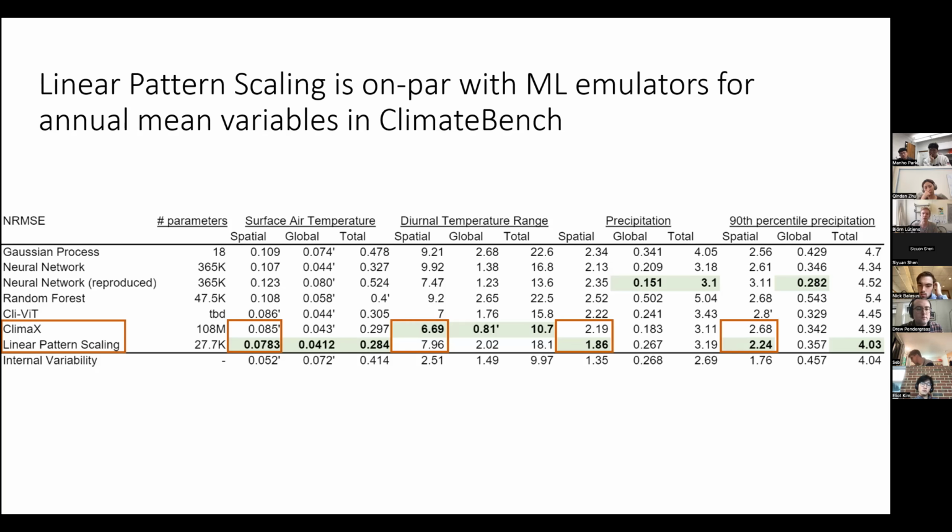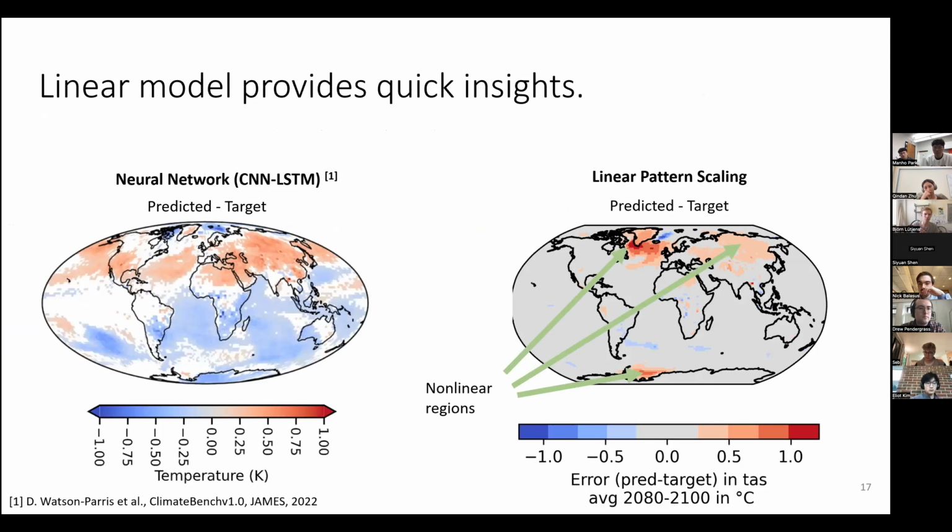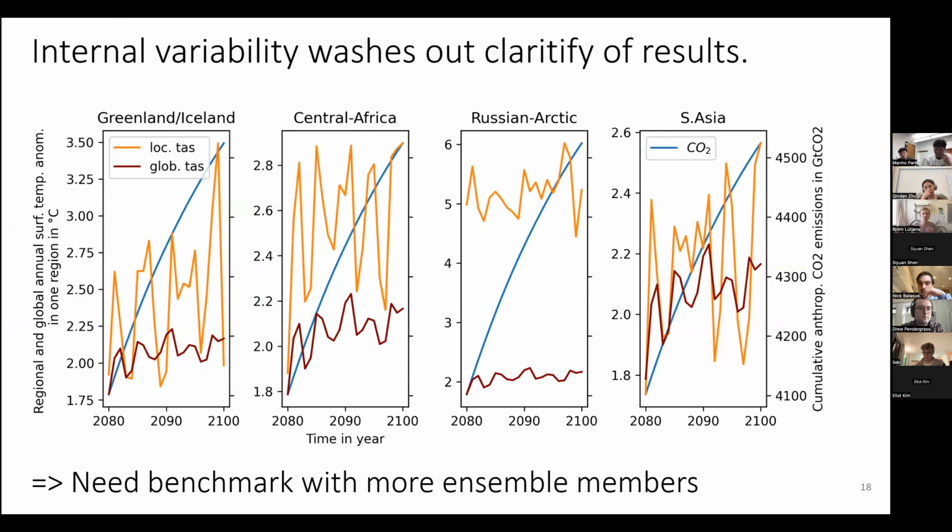For example, this table lets us suggest that there might be a lot of room for increasing nonlinearity in models, and might be a lot of room for machine learning in predicting diurnal temperature range. So to get to that state, we have to address one big thing, which is the internal variability. Right now, the data set contains data from one climate model that was run for 3 realizations.